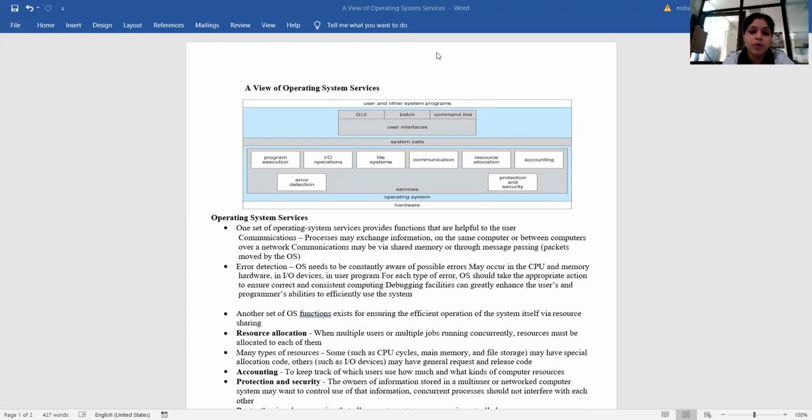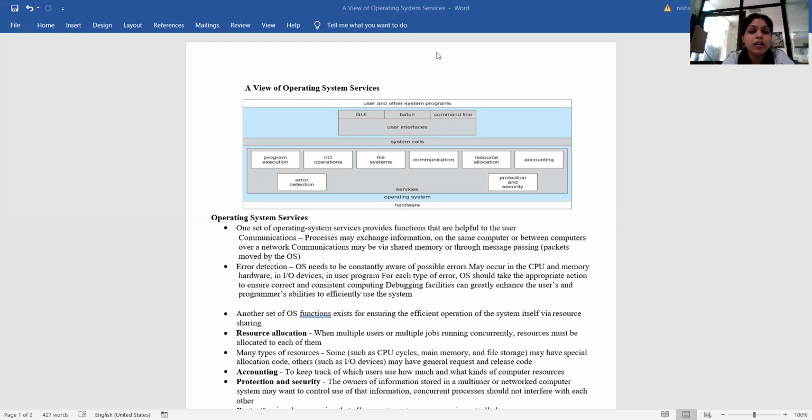Hardware like your keyboard, your desktop, your mouse, and the operating system like your Windows 7, Windows 8, and which services you use. We use program execution services, input output operation, file system, communication, resource allocation, accounting, protection and security, and error detection. These all are the services.